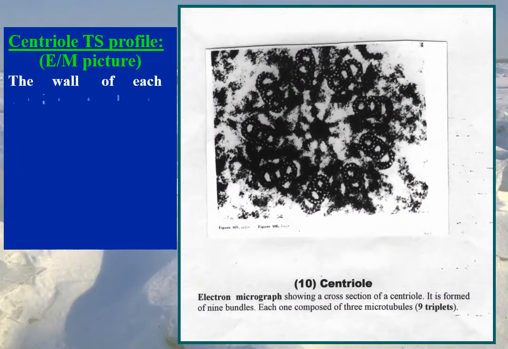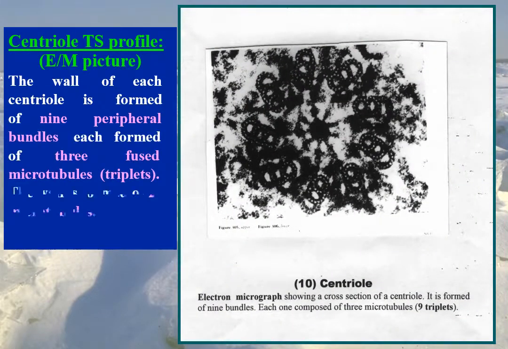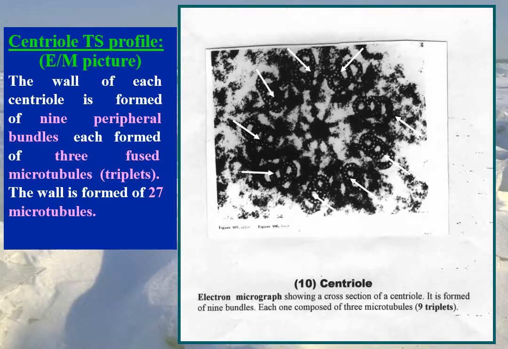Electron micrograph photo of a cross-section of a centriole, showing the wall is formed of 9 peripheral bundles. Each bundle is formed of 3 fused microtubules, triplets. Thus, the wall is formed of 27 microtubules.